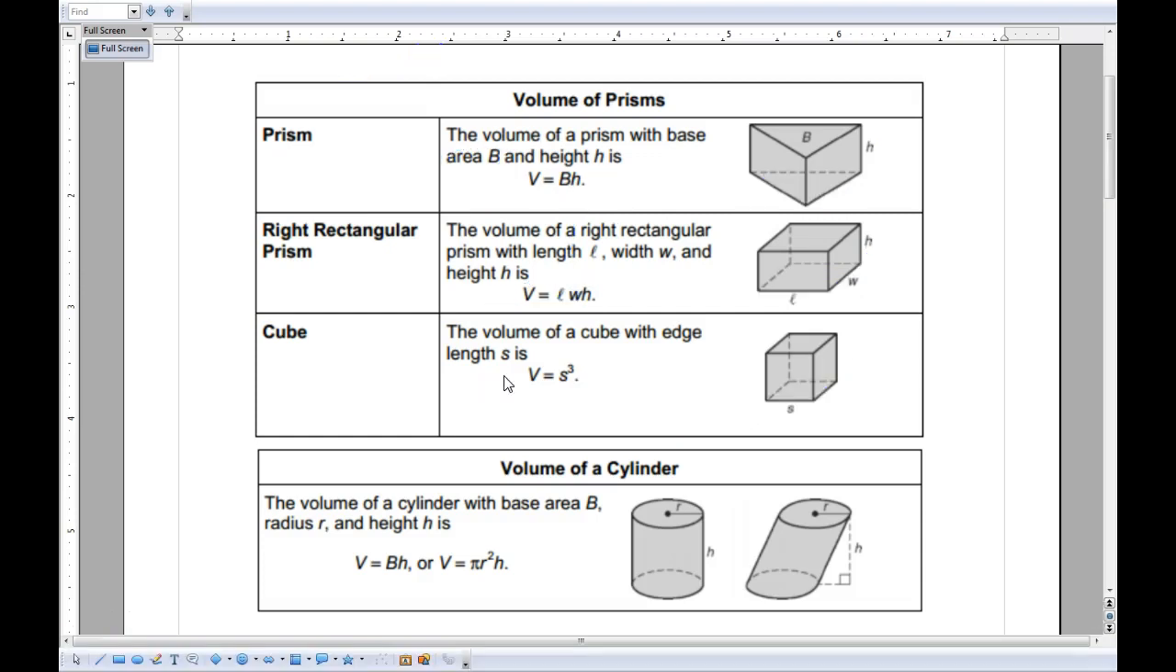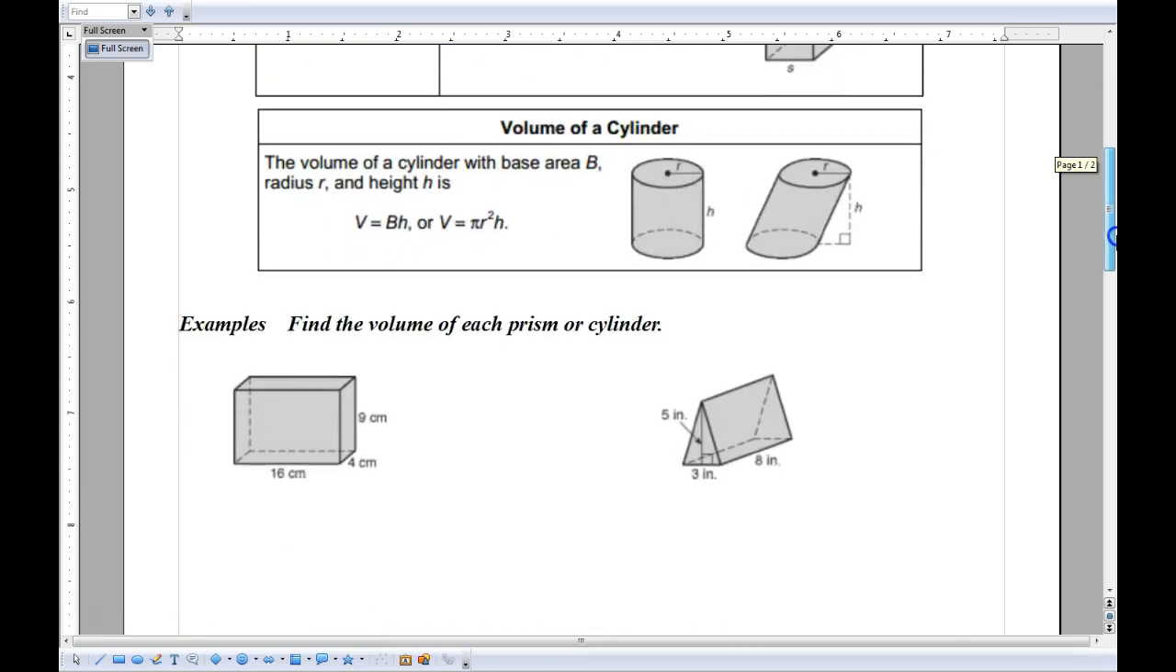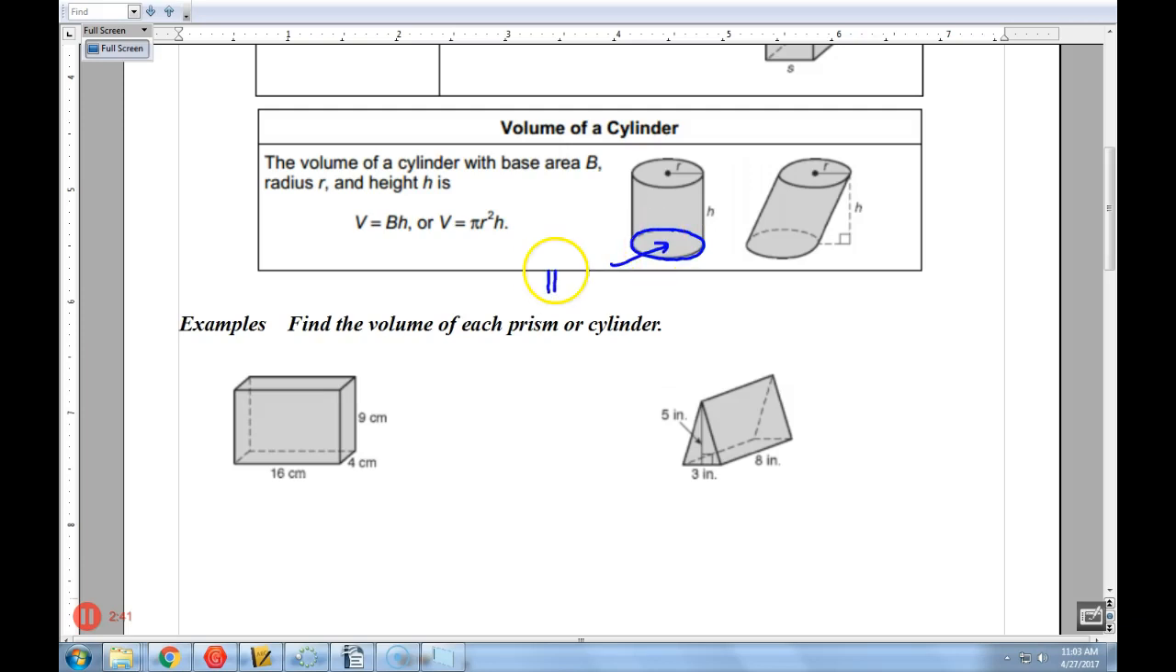Now moving on to a cylinder. Cylinders are the same exact idea, same setup. Think of base area times height; it's just that now our base area is a circle. The area of that base is pi r squared, and then we multiply it by how high it goes. So the volume for a cylinder is just pi r squared h, or base area times height.